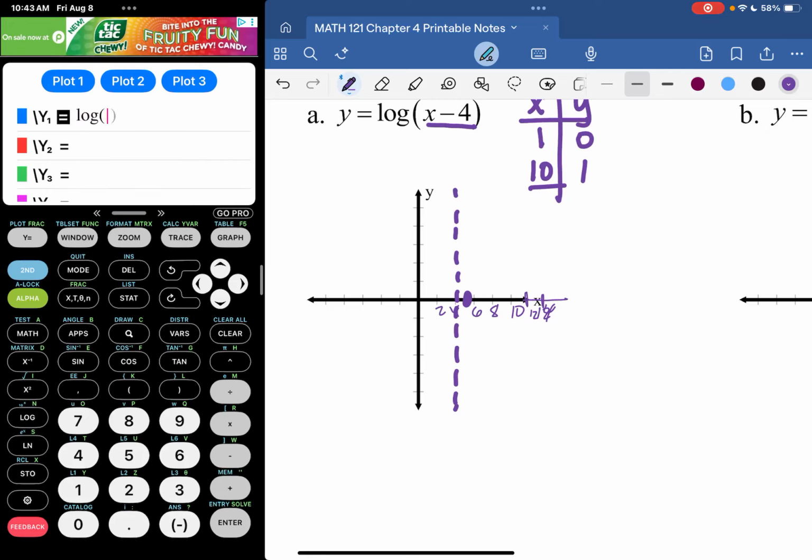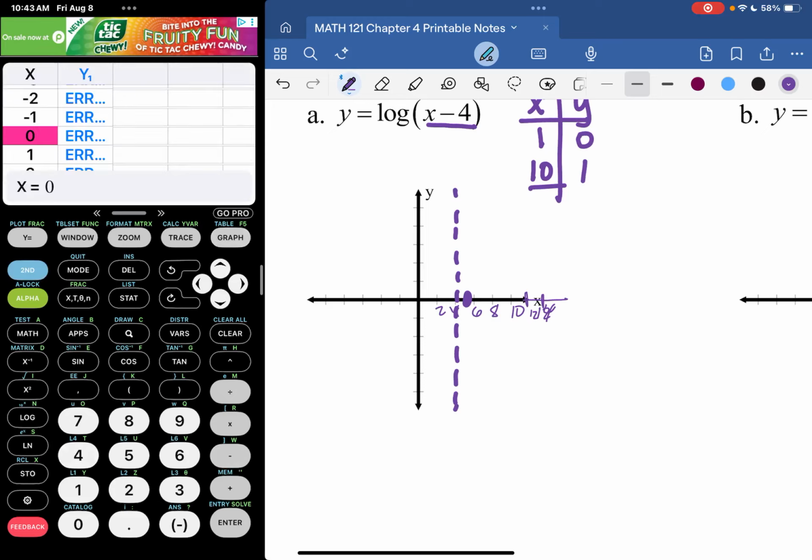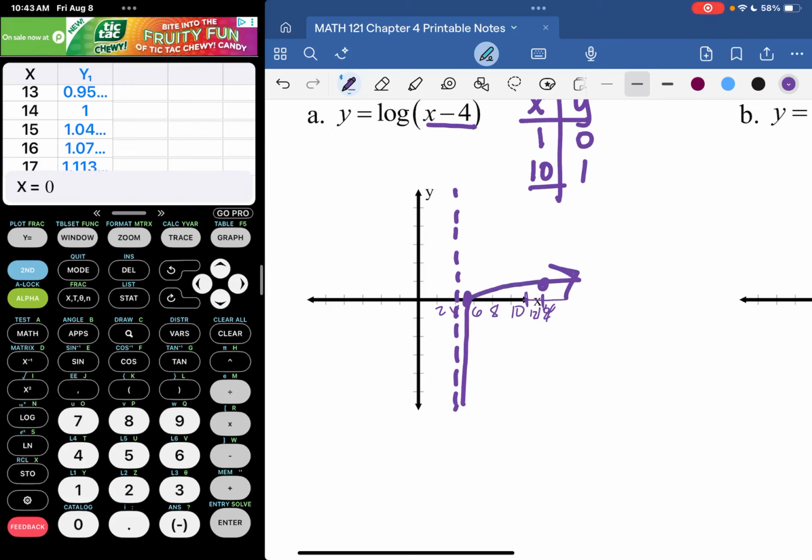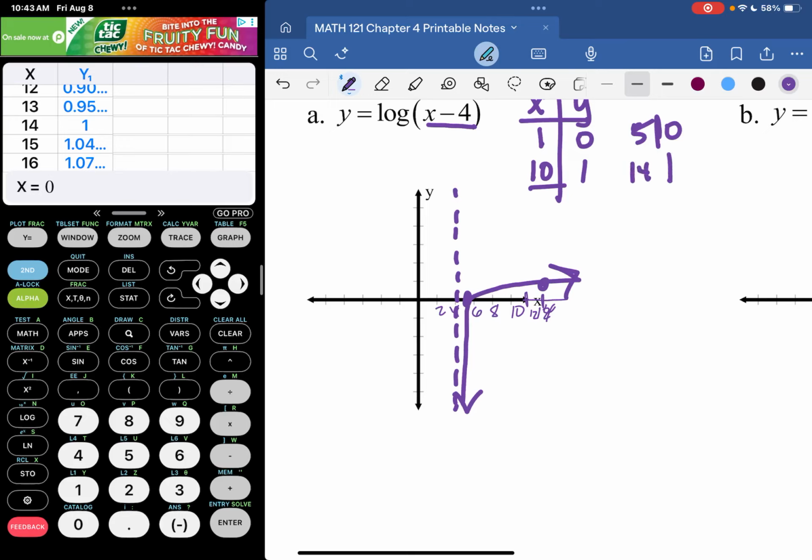Log x minus 4, and then hit second table, and scroll until we get some points that we can actually use. 14, 1. Yeah, so you got 5, 0, 14, 1. So it's 5, 0, and 14, 1 because these points move to the right 4.